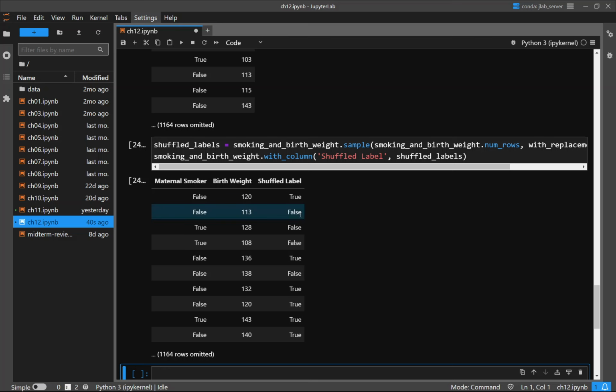And so here, I've gotten a new true or false. I've reassigned these labels. I've shuffled them. We're going to attach those to those weights now. Because the idea is, under the null hypothesis, it did not matter if you smoked or didn't smoke. The difference was just due to chance. So in that case, these same values should give me a similar answer compared to what we saw.